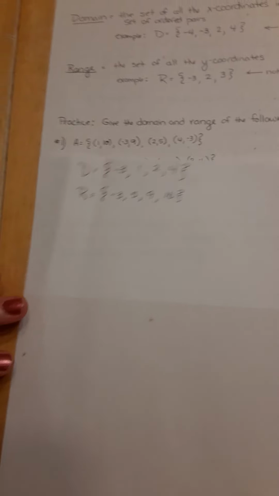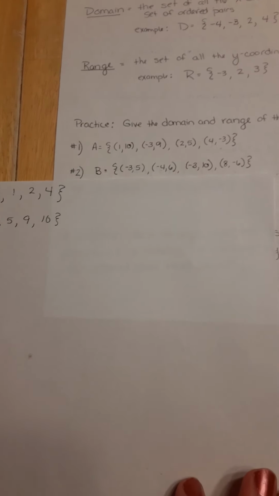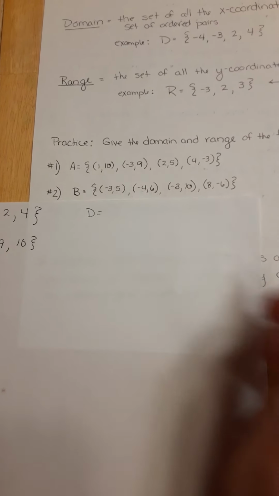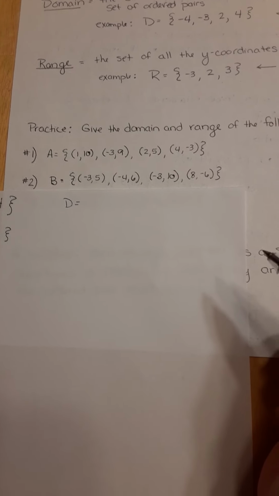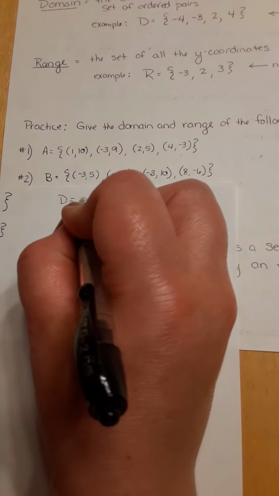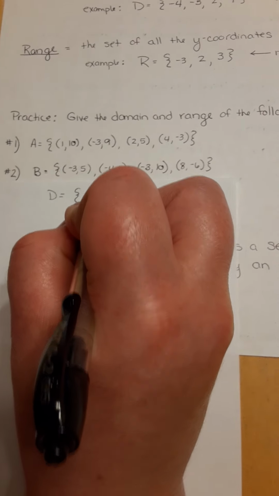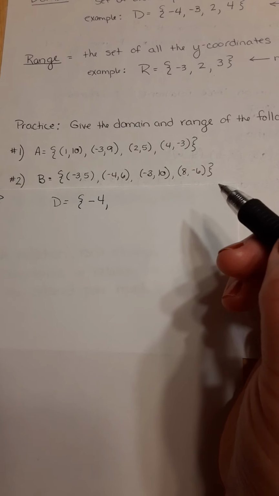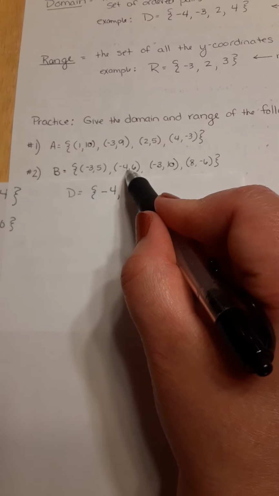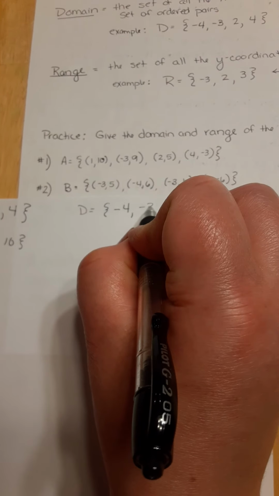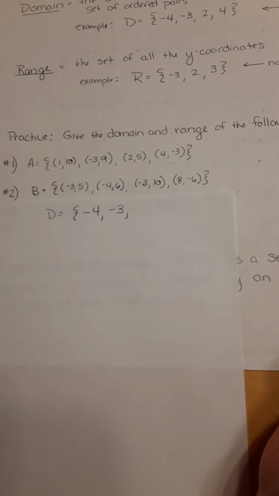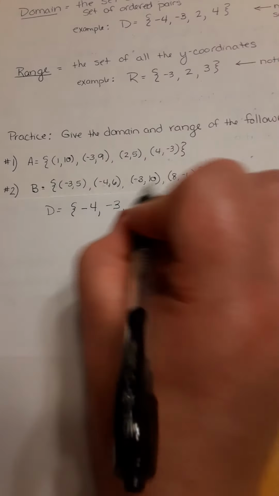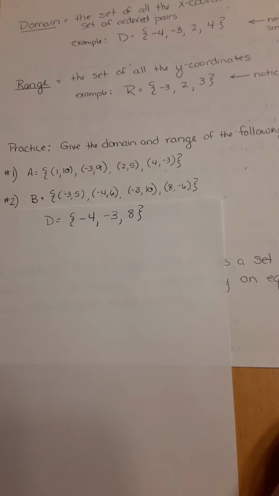Okay, let's do one more here. And let's do set B here. I'm looking for my domain. Domain stands for all the x values. So I've got -3, -4, -3, and 8. So I've got to order them from least to greatest. And so I'm going to start with -4. Remember, the bigger the negative, the actually smaller it is. So I'm going to start with -4. And then I've got -3. But if you notice, I've got 2 -3s. I'm only going to write it one time. And then I'm going to finish off with 8. So that would be my domain.